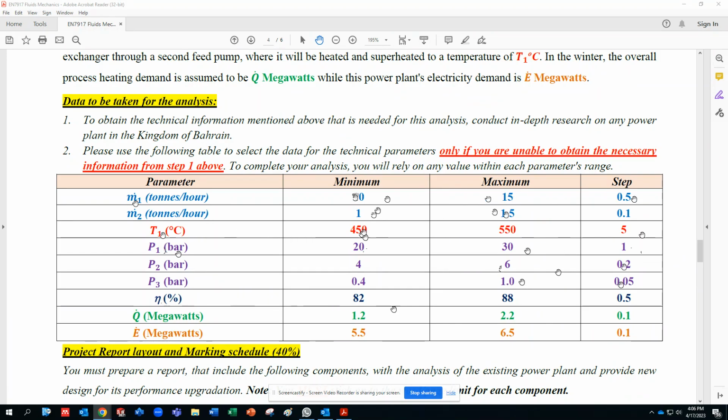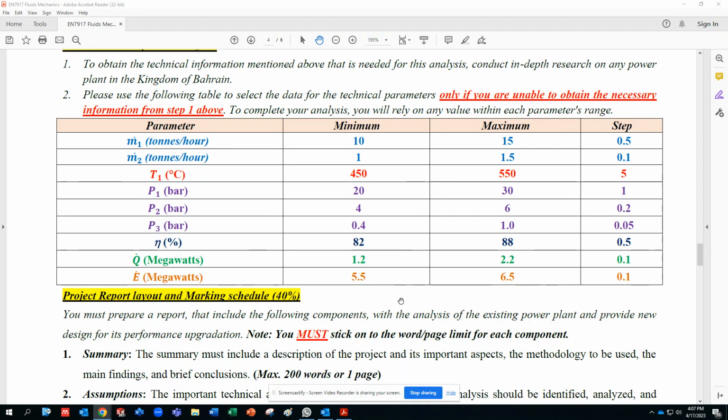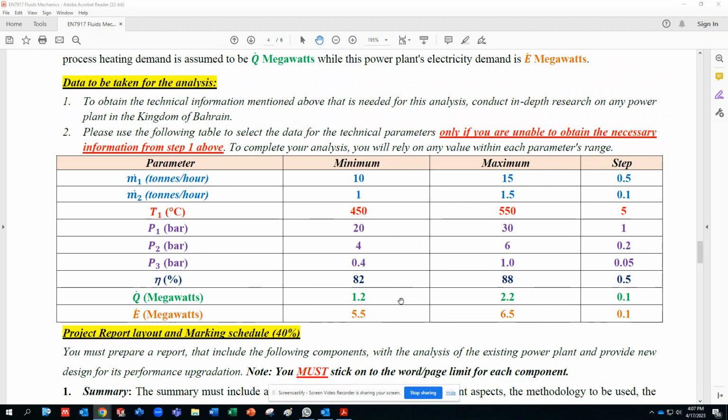Efficiency of heat exchanger will be 82% to 88% in step of 0.5, and Q dot megawatt is 1.2 to 2.2, and E dot electricity demand is 5.5 to 6.5 megawatt. So, this is the data that you have to take only if you fail to get the information from company visit or from the company website or any other source. This is about the task.